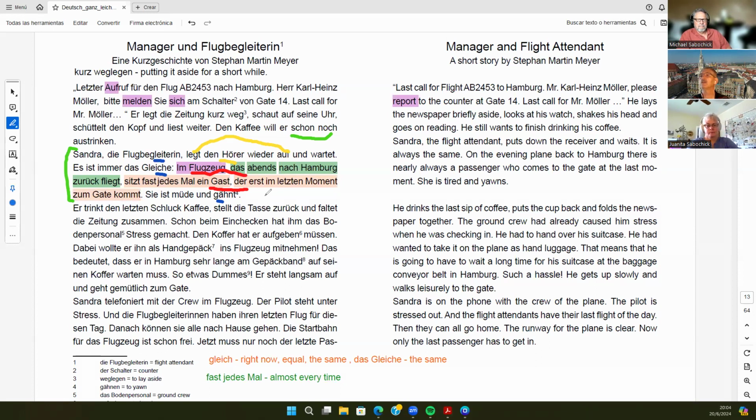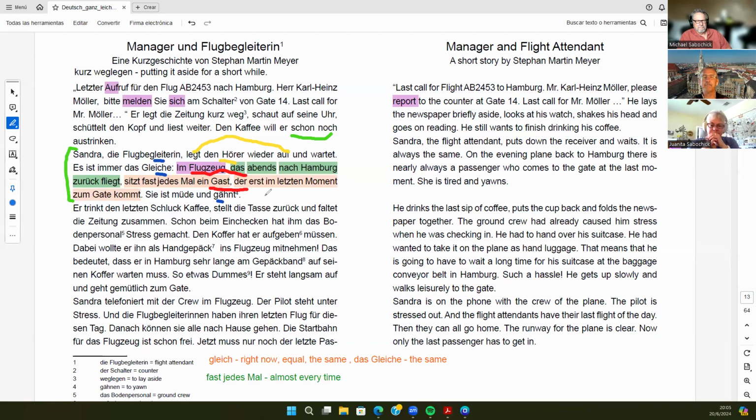But the main sentence is, im Flugzeug sitzt ein Gast. That's the sentence, okay? On the plane is sitting a guest. Now we get information about the plane and we get information about the guest. But the main sentence is, on the plane sits a guest.